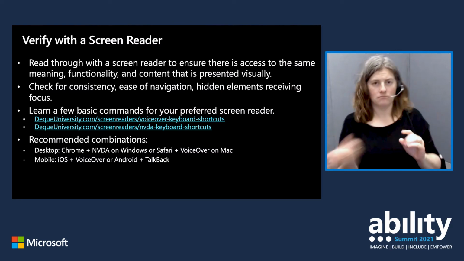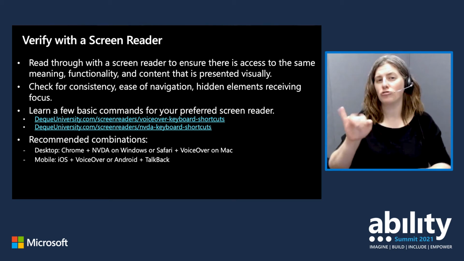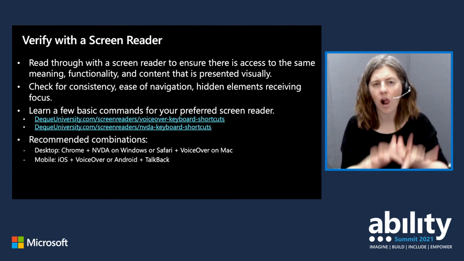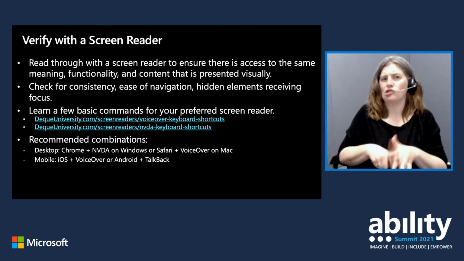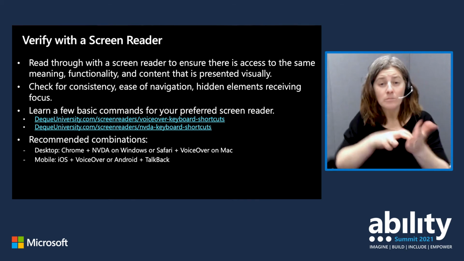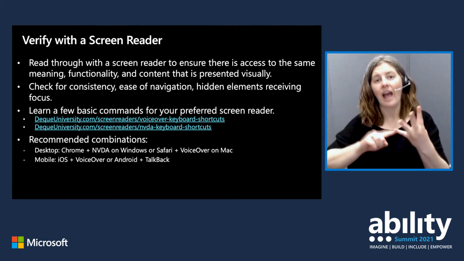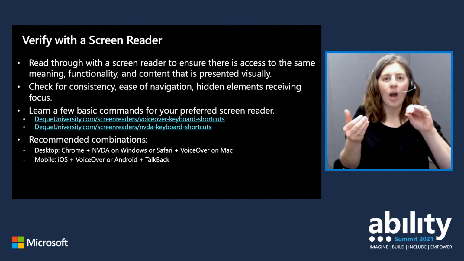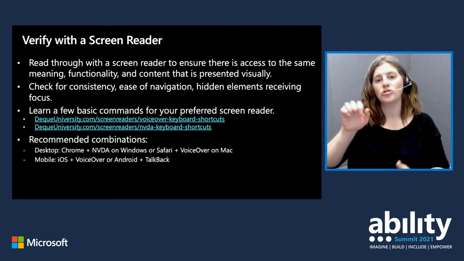Next, we'll talk a little bit about using a screen reader to verify. As you can imagine, you could create a test matrix with all of the various kinds of assistive technologies and browsers, and that can get daunting. But when you're just starting out, it's wise to have a small test matrix. The recommended combinations include Chrome and NVDA on Windows, and Safari and VoiceOver on Mac. For mobile, those would be VoiceOver on your iPhone, and TalkBack on Android.